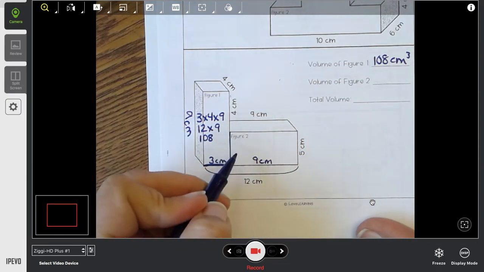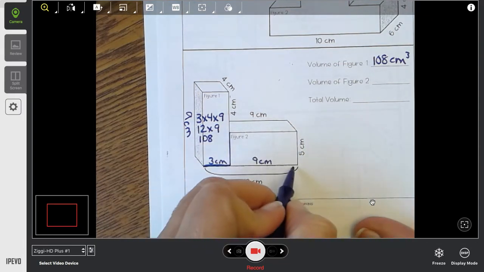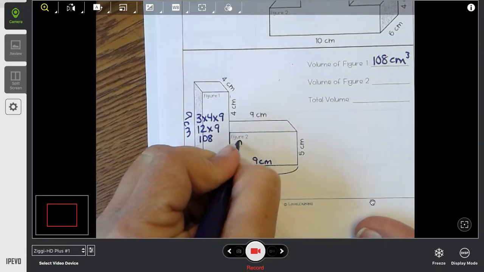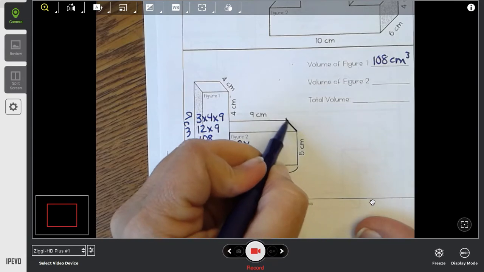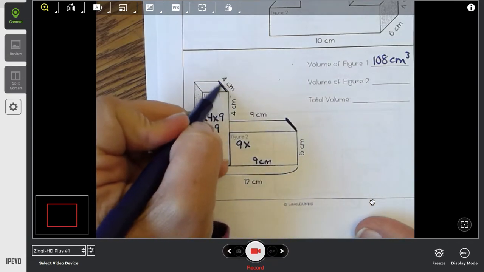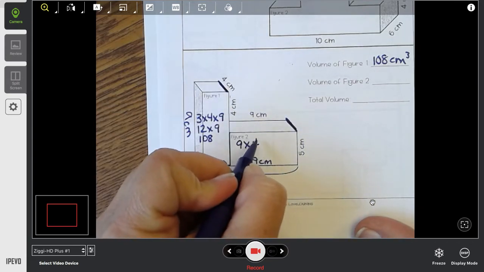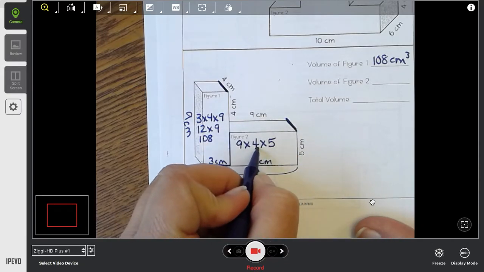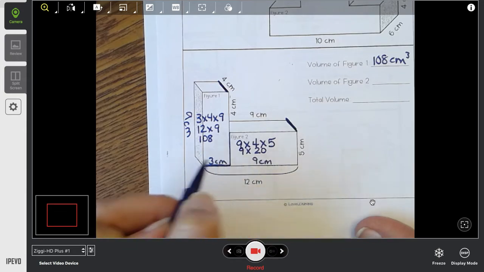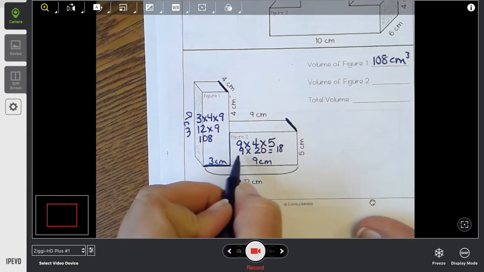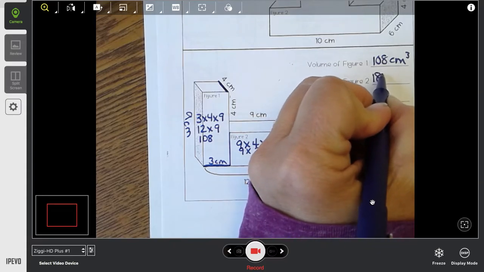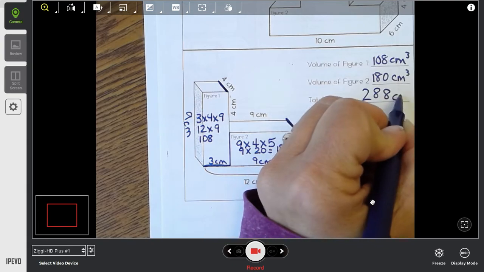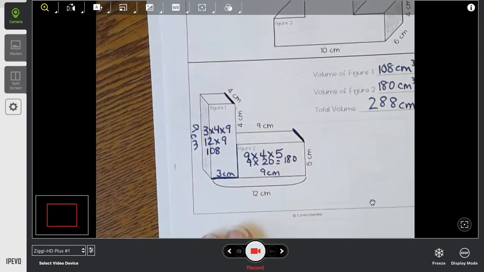Now I come over to this rectangular prism, and it's a 9, not 12, because I only need from here over. So it's 9 by the width. The width, I have to go all the way up here to find the width, is 4. 9 by 4, and the height is 5. So I'm going to do 4 times 5 first to get 20, and then multiply my 9 to get 180. If I add those together, I get 288 cubic centimeters.